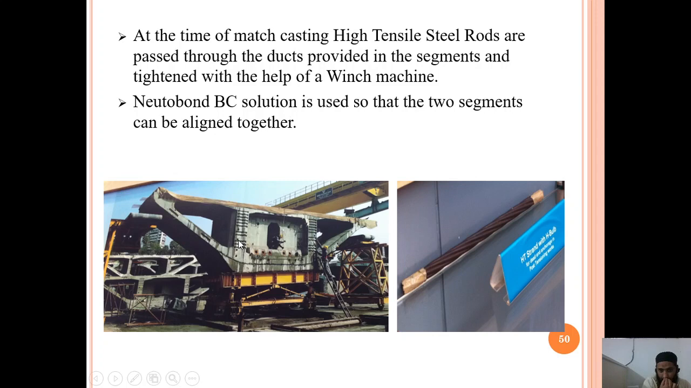Let us see these pictures. You can see here that at the time of match casting, high tensile steel rods are passed through the ducts provided in the segments and tightened with the help of a winch machine. Neutron BC solution is used so that the two segments can be aligned together. Each segment should be aligned properly. High tensile steel rods are passed through the ducts, and they are tightened together.